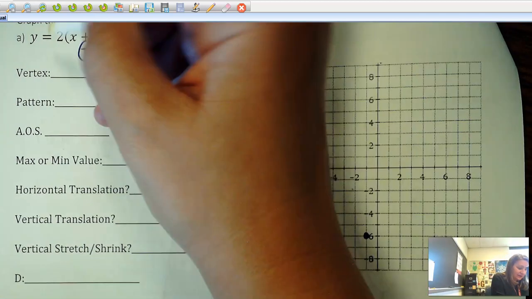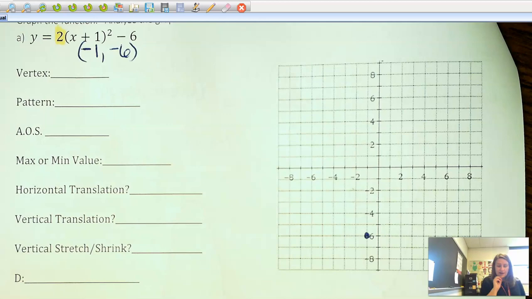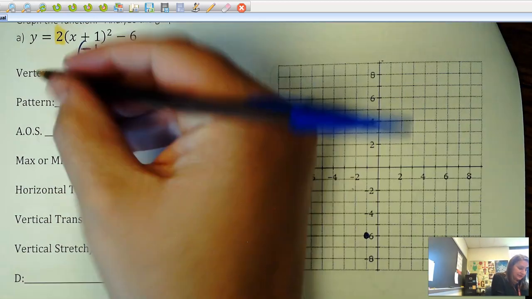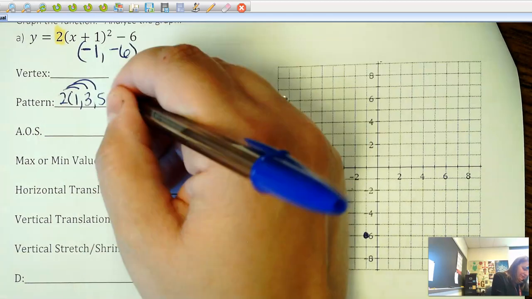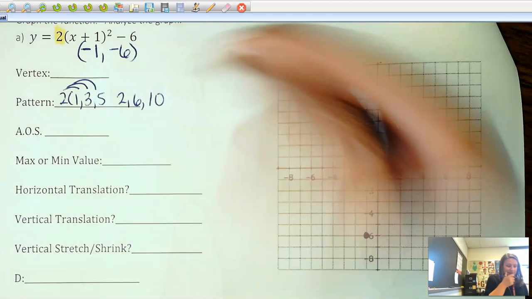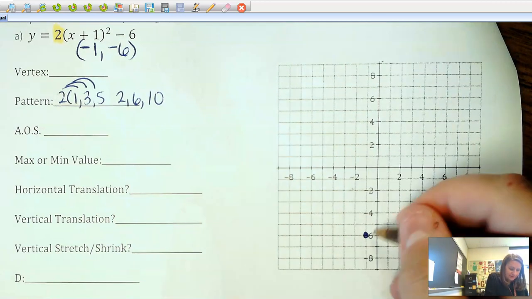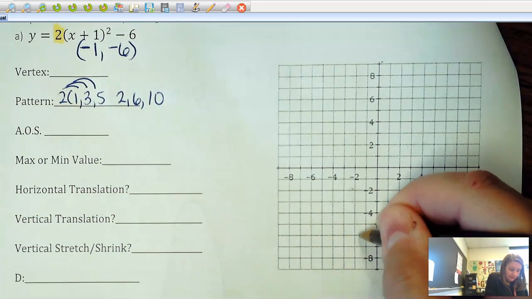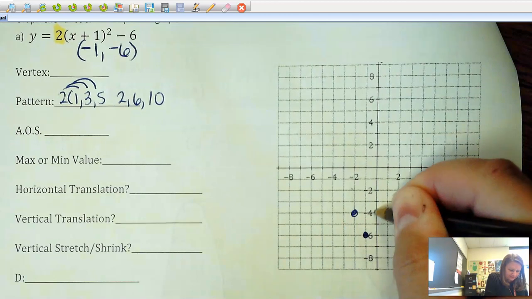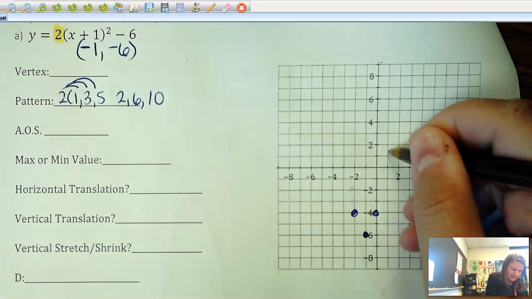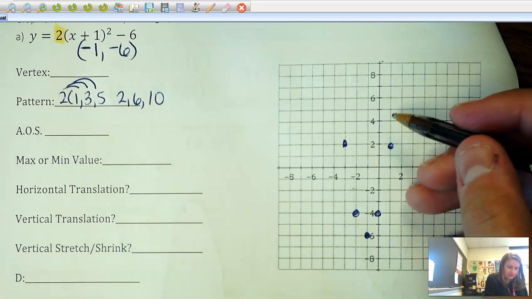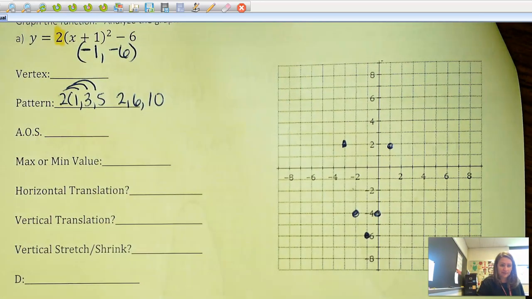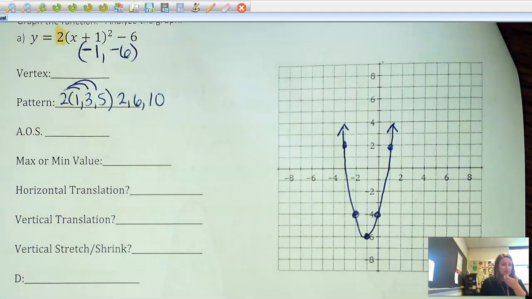Now, my pattern is affected if I have a number out in front there. So my pattern is going to be 2 times my 1, 3, 5. So the pattern I want to use to graph this is going to actually be 2, 6, 10. So from there, I'm going to go over 1 up 2 on either side of that. Over 1 up 6, and over 1, 10 is not going to fit, so that's where I'm going to stop and go ahead and connect up my U. All right, so there's a good picture of my graph.